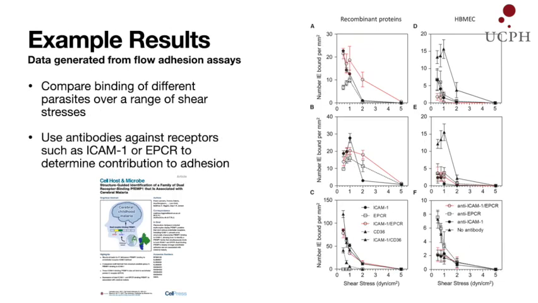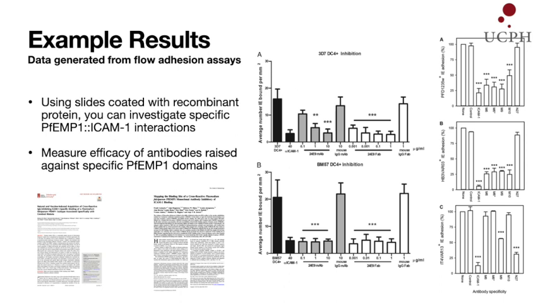Example results. Here are some examples of the types of data that can be generated using this assay. It is possible to record the level of binding over a range of different shear stresses on either endothelial cells or recombinant proteins. You can add antibodies targeting surface receptors such as ICAM1 or EPCR to determine their contribution to adhesion. It is also possible to use slides coated with recombinant proteins, for example ICAM1.